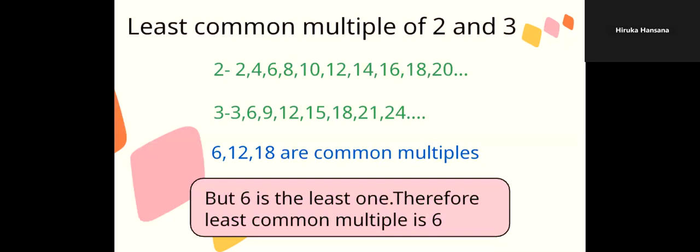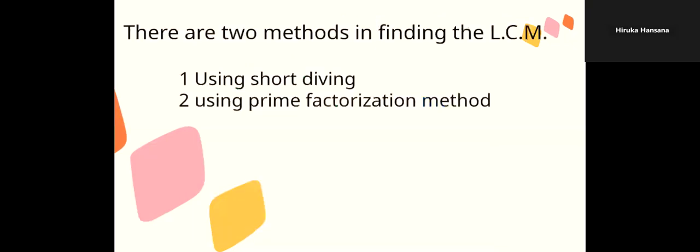We have methods to find the least common multiple not only of simple numbers like 2 and 3, but even of big numbers, and not only two numbers, but also 3 or 4 or more than four numbers. So let's see what these methods are. There are two methods of finding the least common multiple. They are the short dividing method and the prime factorization method.